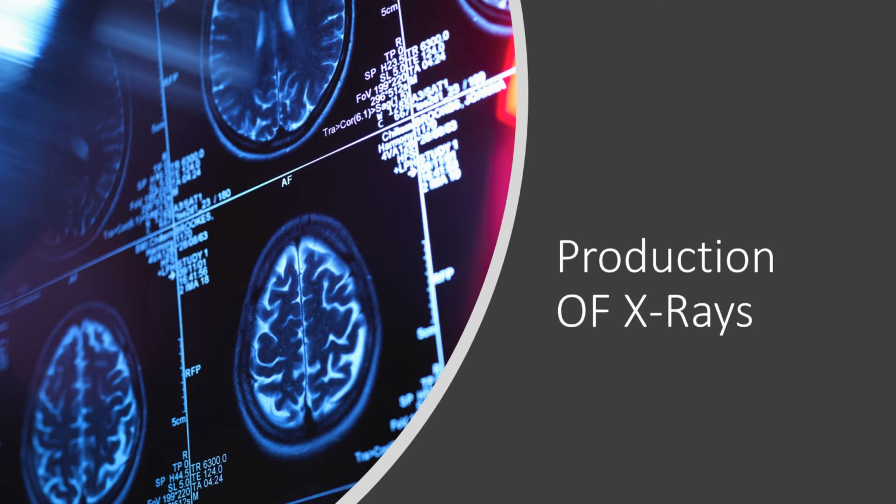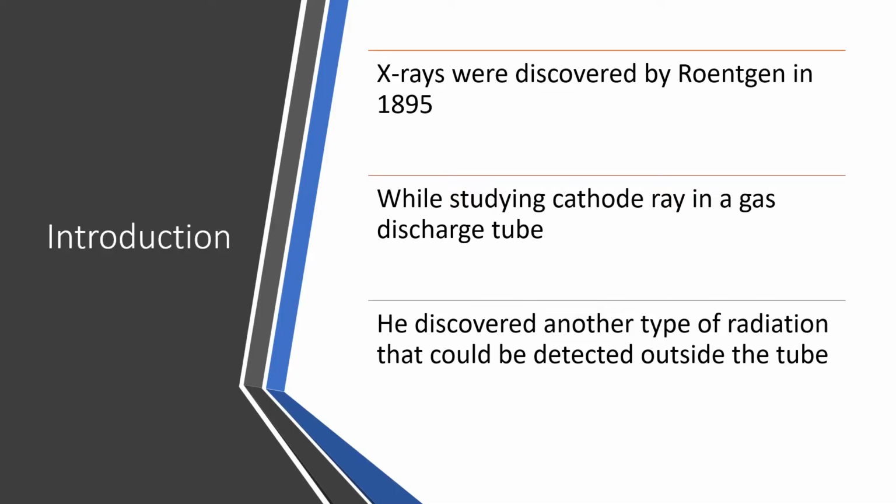Hello guys, welcome back. Today we are going to discuss the production of X-rays. Now, just a small introduction about X-rays. The person who made X-rays possible was Wilhelm Röntgen. He did that in 1895. So when did he do it? While studying cathode rays in a gas discharge tube.